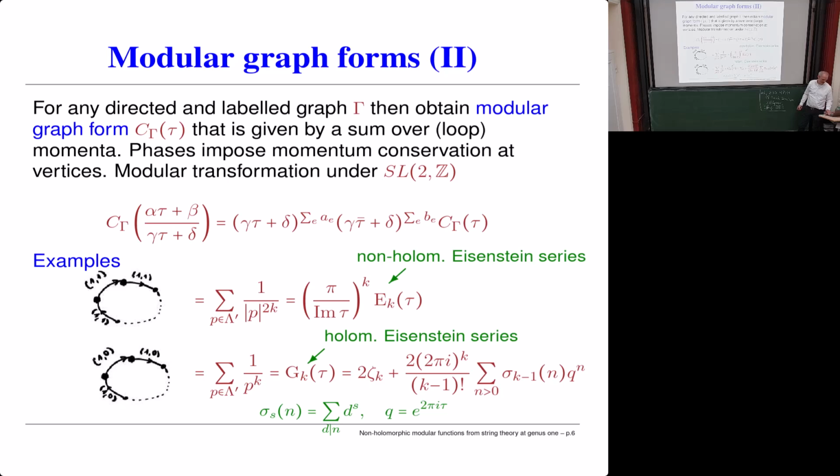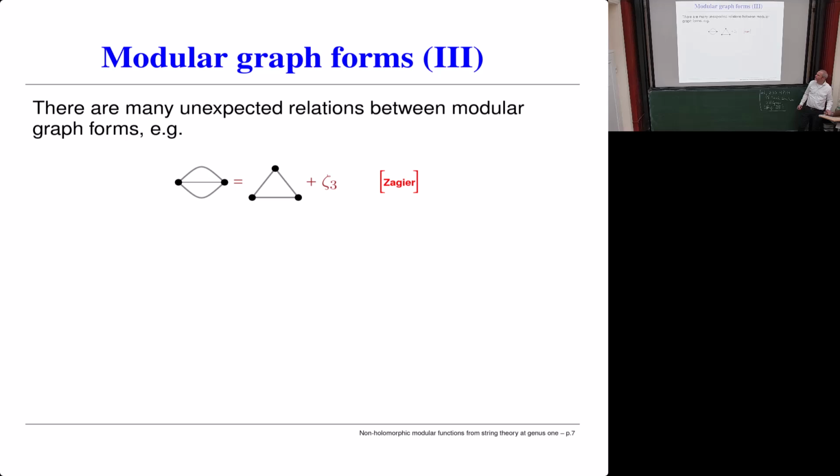And they come up in string theory. So just drawing graphs and trying to evaluate these lattice sums leads to some unexpected relations. It's sometimes not so clear just from drawing a graph whether this is a new function or something related to a function that you have encountered before.